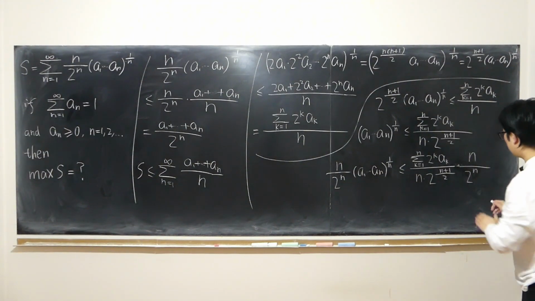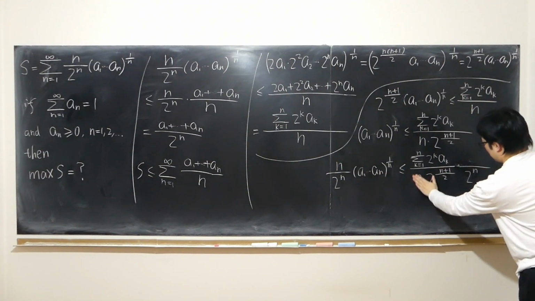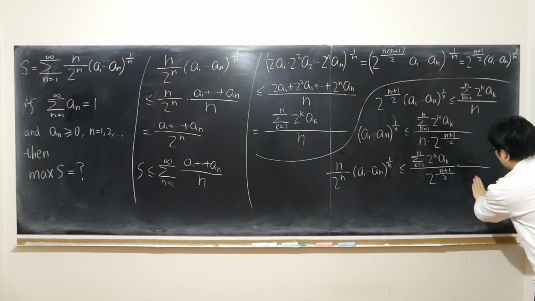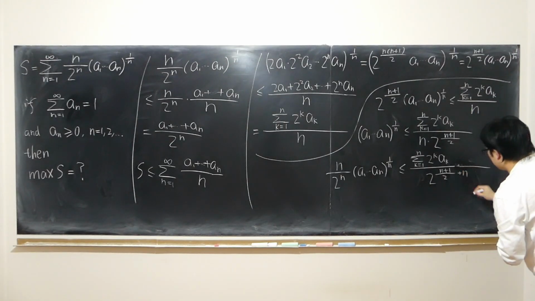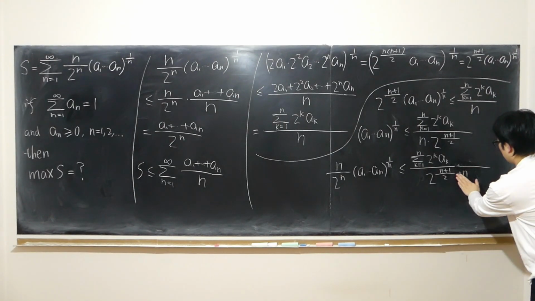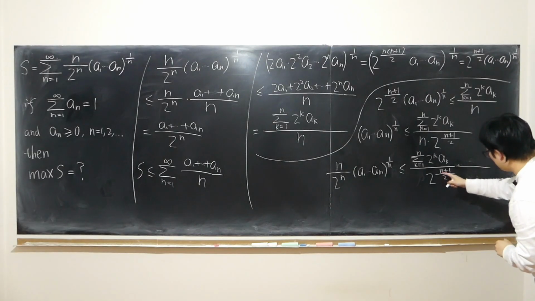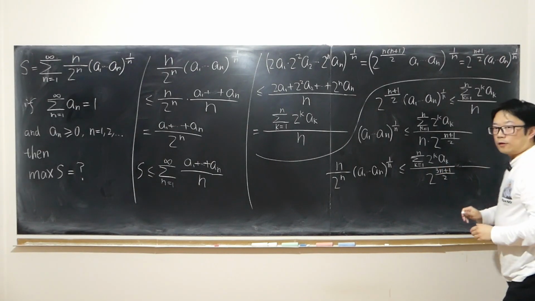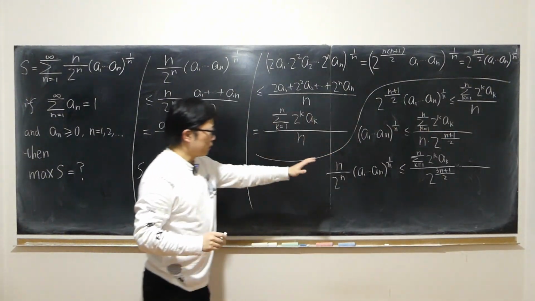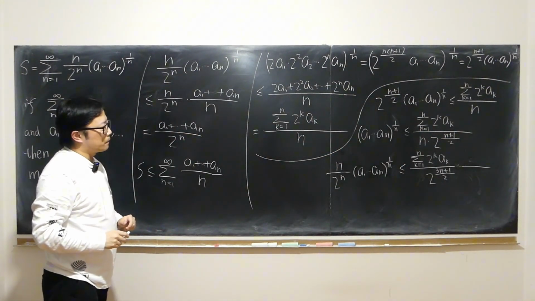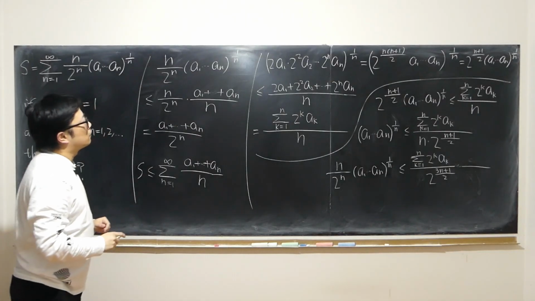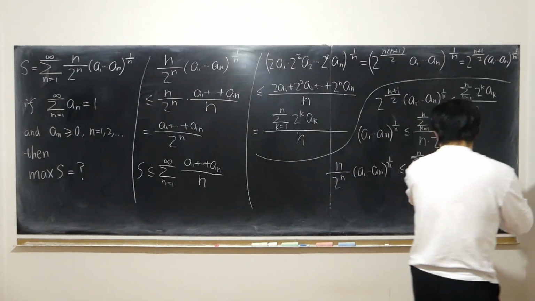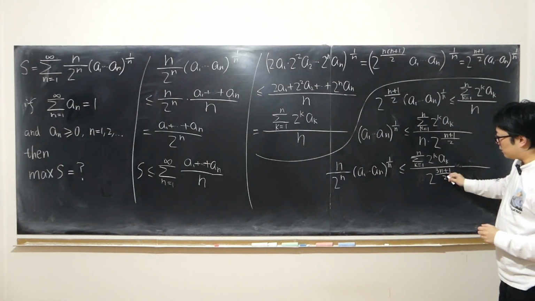That's not even nice. So combine those two terms plus n. Maybe we put this n up here. We have 2n plus n, 3n. But that's not very nice because we cannot simplify this anymore. So maybe if we don't have this half, maybe that'll look nicer.